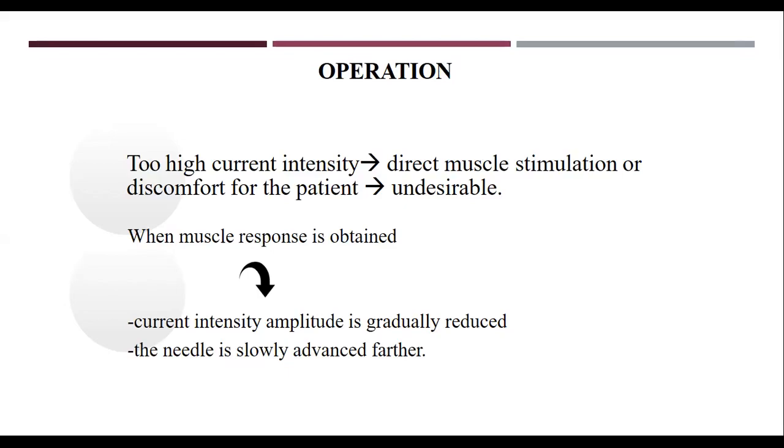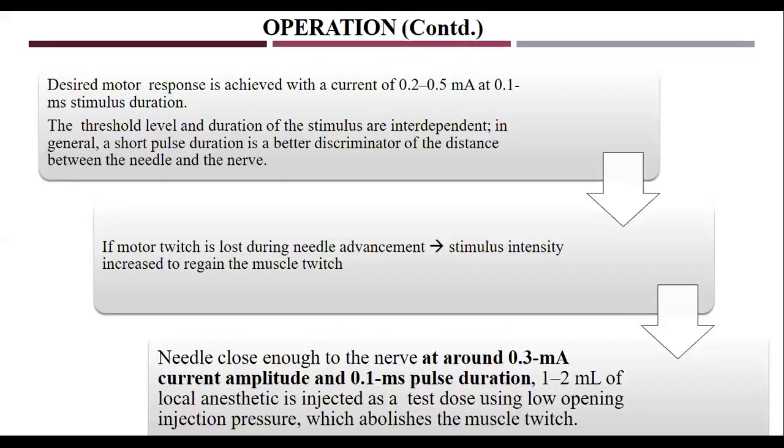Suppose we get a response at 1.5 milliampere, then slowly reduce the current, and then gradually push the needle further inside. Only one of the two has to be done at a time. So don't simultaneously push the needle and reduce the current; do one at a particular time. The desired motor response is achieved with a current of 0.2 to 0.5 milliampere at 0.1 millisecond stimulus duration.